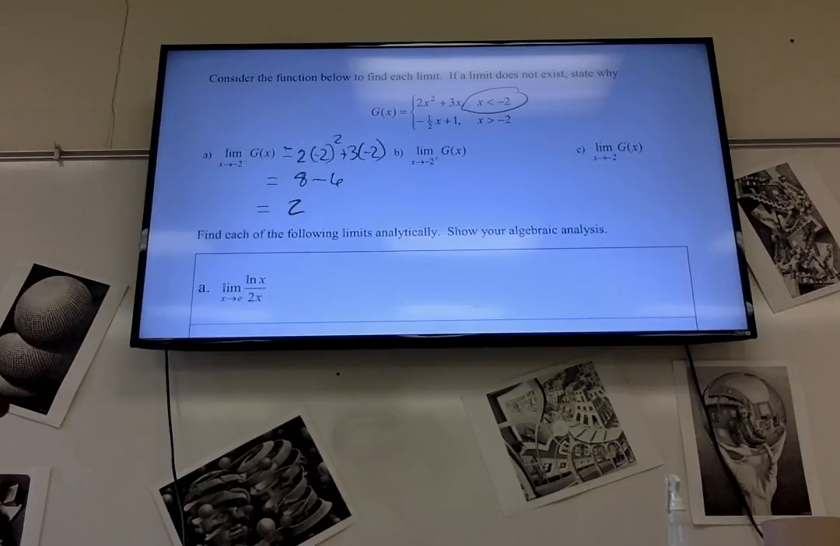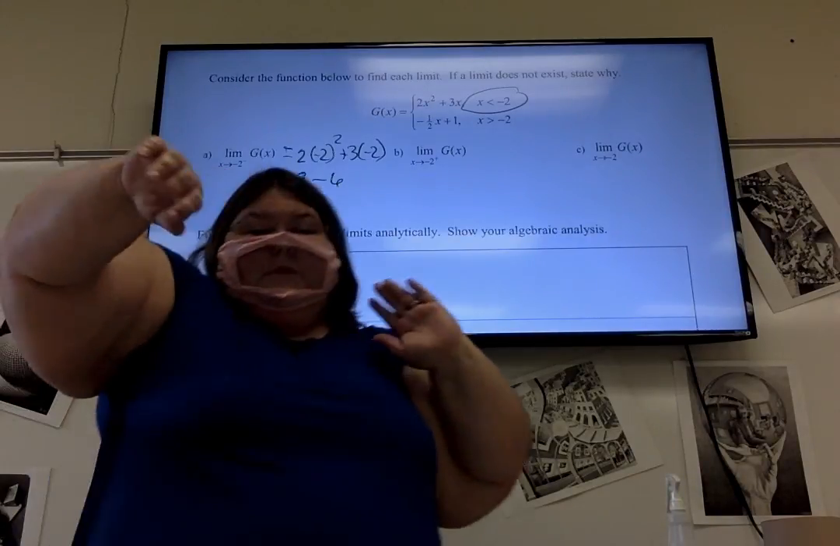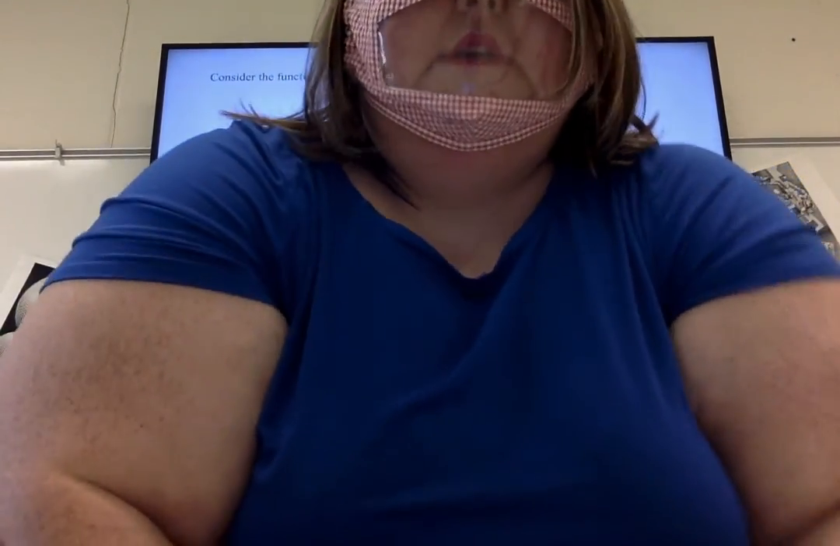Okay, the next one. Which equation do I use? Yes. We use the second one because it's negative 2 from the right. So it's greater than negative 2.